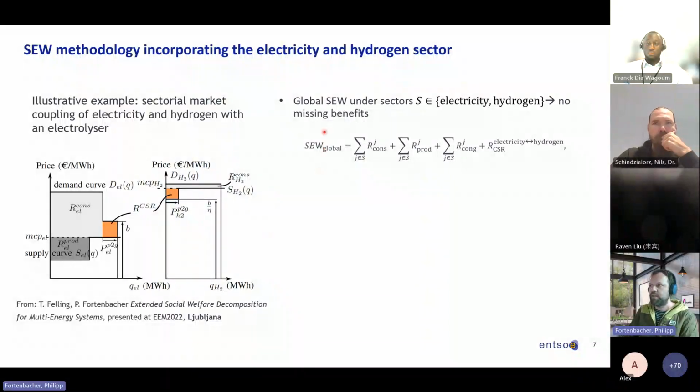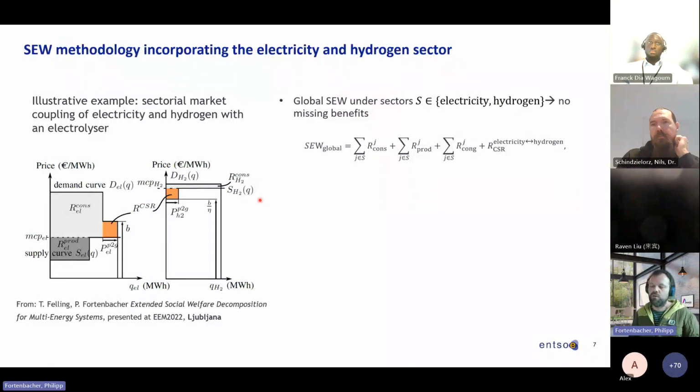And this is the concept of the global SEW, that we just combine both markets and form a global SEW. This also allows us to compare projects between different sectors. So you can compare a transmission line project with a gas pipeline or hydrogen pipeline in the same indicator space or dimension.